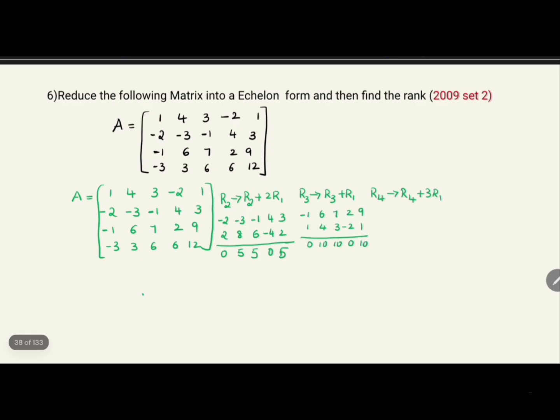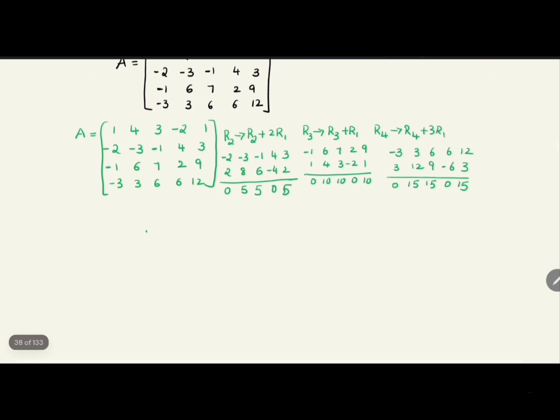Now next row operation is R4 plus 3R1. Write down R4. It is minus 3, 3, 6, 6, 12. Multiply R1 with 3. So 3, 12, 3 3s are 9, minus 6 and 3. Now add these: 0, 15, 15, 0 and 15. Yes. Now I will replace this.